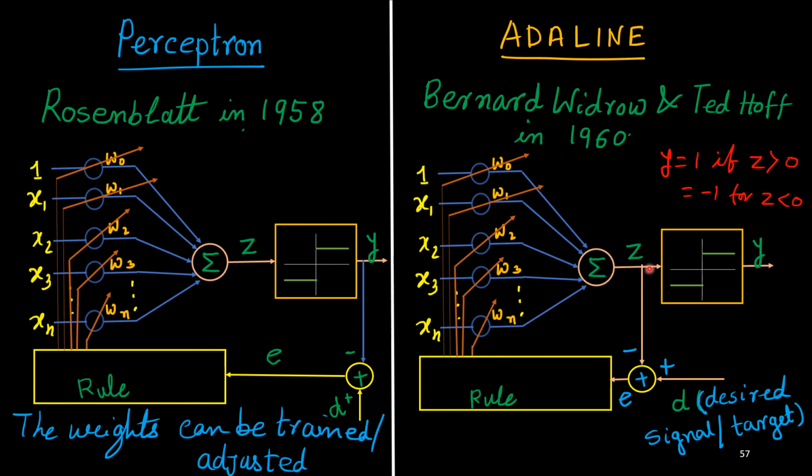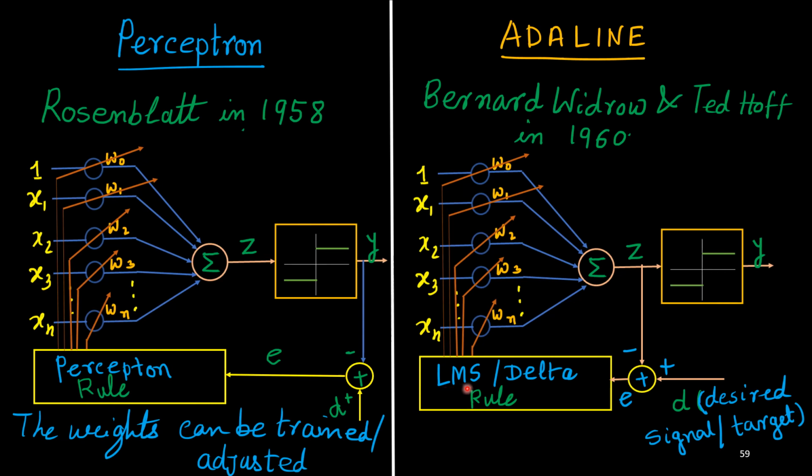So you see, we'll compare G and D. This E becomes D minus G. Based on this, we want to train these weights. This is the exact difference between perceptron and Adaline. The rule for the perceptron is called the Perceptron Rule, whereas for Adaline, which stands for adaptive linear network or linear model, the algorithm is called the least mean square algorithm, LMS, or delta rule. Using the least mean square algorithm or delta rule, we can tune these weights.